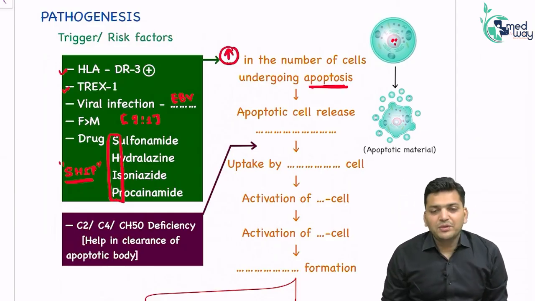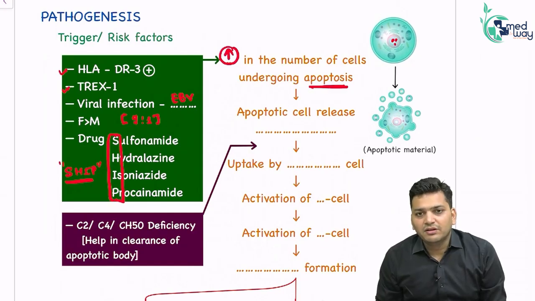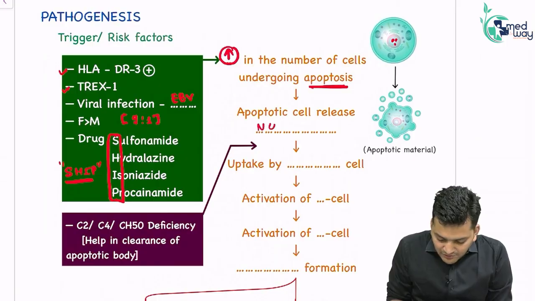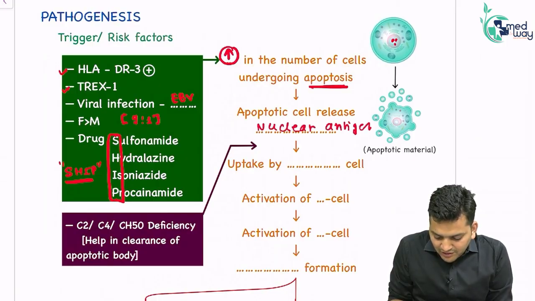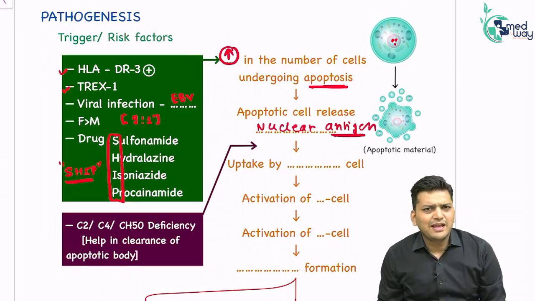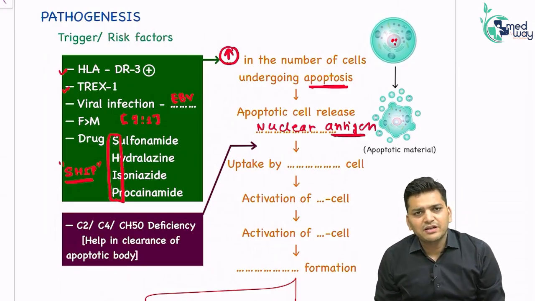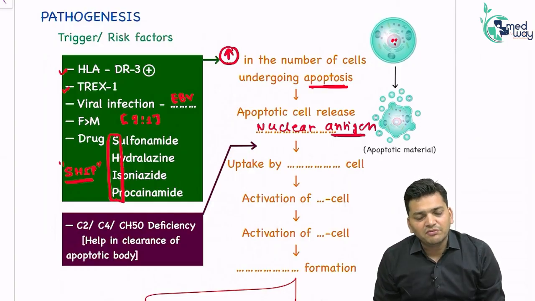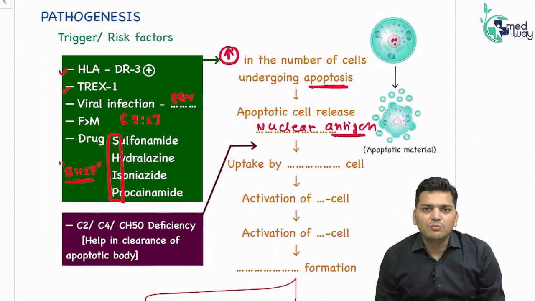So whenever apoptosis is happening, the apoptotic bodies will come out. The apoptotic cells are going to release the nuclear antigens. But you know that this is happening in every one of us. The cell death is happening in every one of us, and the nuclear antigen is coming out in every one of us. Then how is our immune system not reacting to such nuclear antigen? Because these nuclear antigens will be easily removed from the system.